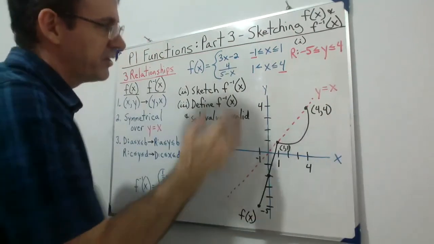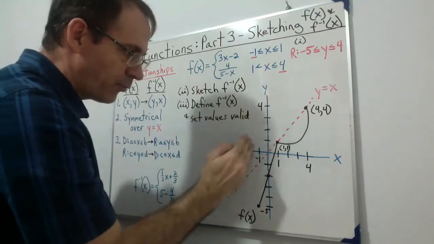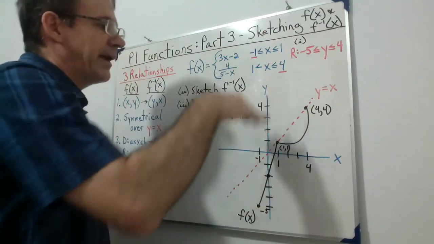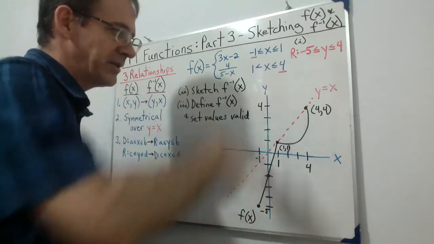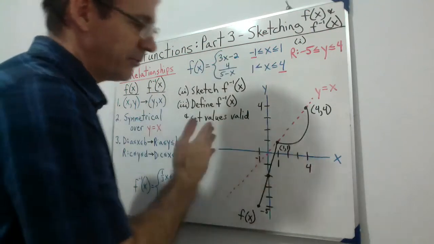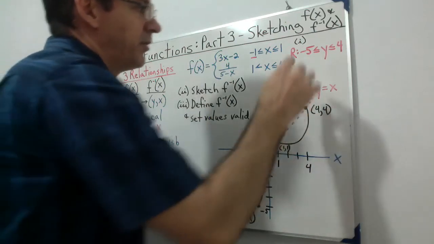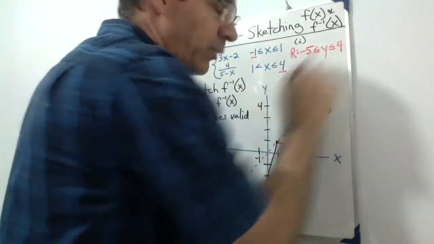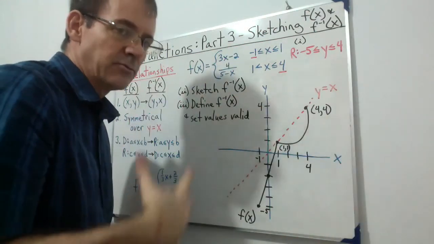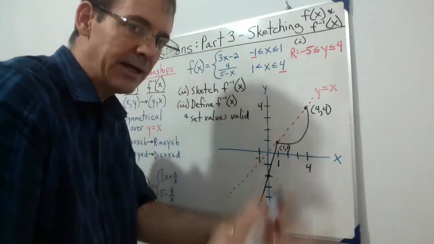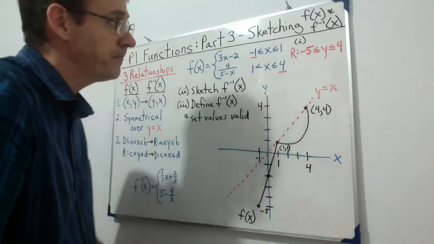So notice the domain is going from -1 over to 4. The range is going from -5 up to +4. Range is your Y values. Domain is your X values. So it asked for the range, and I went ahead and provided it for us because we're still working on discussing domain and range.